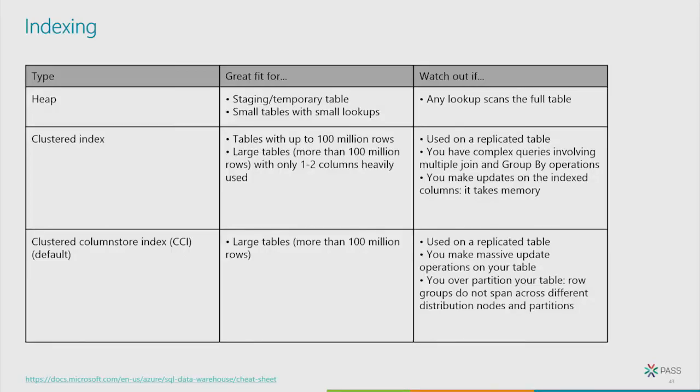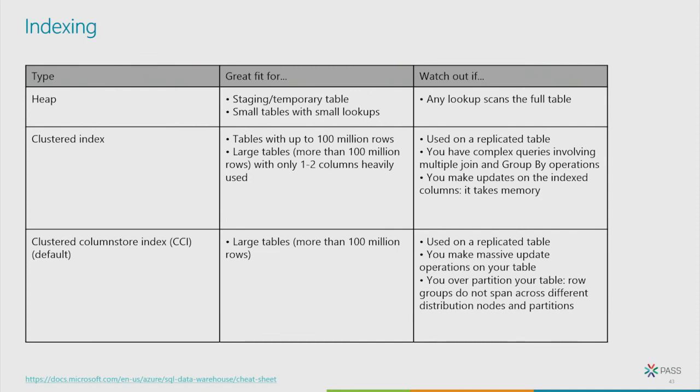The different types of indexes that you have. You could have a heap. This is recommended for staging temporary tables or small tables with lookups. Just make sure that it's not too big. If you think you have a small table, it's going to do a full table scan. Be careful there. You can also create clustered indexes on a table. Again, up to 1 million rows is what's suggested if you do a clustered index, for large tables, and you just have to be a little bit careful with that. And then the clustered column store index, for large tables, more than 1 million records, really is a good thing, and it's the default.